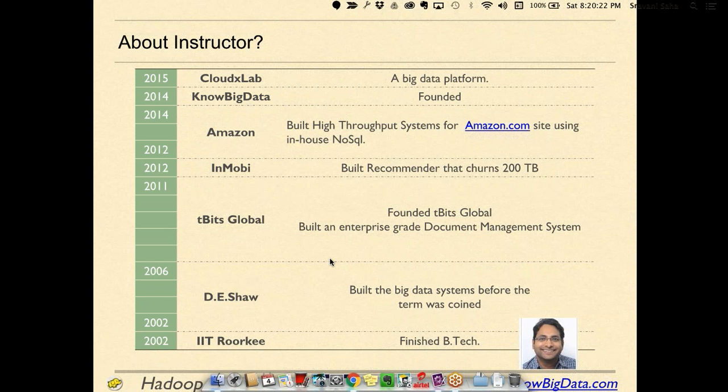A little bit about myself. I did my graduation from IIT Roorkee in 2002, and then I worked for a company called DE Shaw. The interesting part about DE Shaw was that we built big data systems before even the term was coined. As an example, in 2002, when I joined, we were having a 10,000 node cluster.